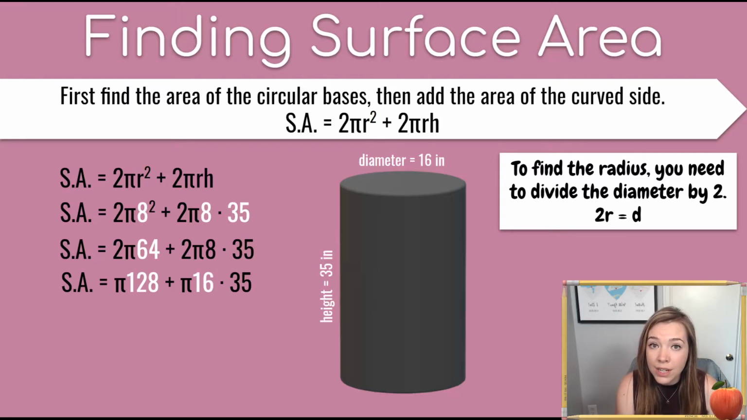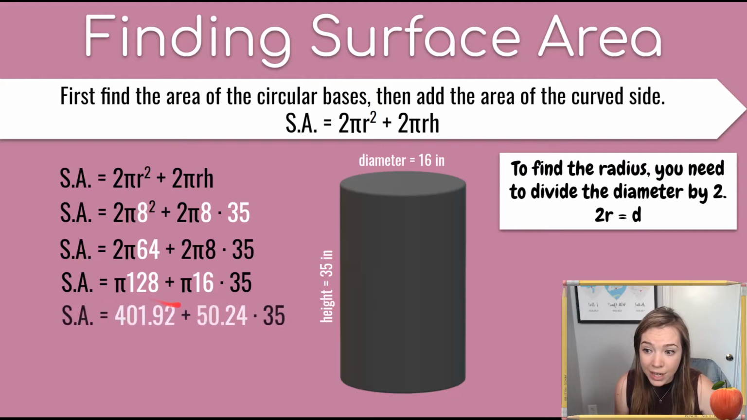And then we're going to do 2 times 8, which gives us 16. And now I'm left with technically 3 equations. I've got pi times 128, pi times 16, times 35, and then I'm going to add those together. So for pi, we're using 3 and 14 hundredths. So when I multiply pi times 128 and pi times 16, this is what I end up with, 401 and 9200ths. And then I multiply 16 times pi and get 50 and 2400ths.